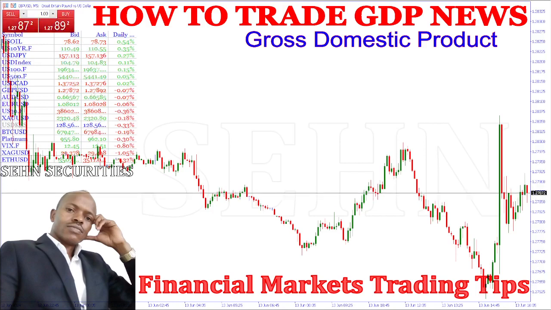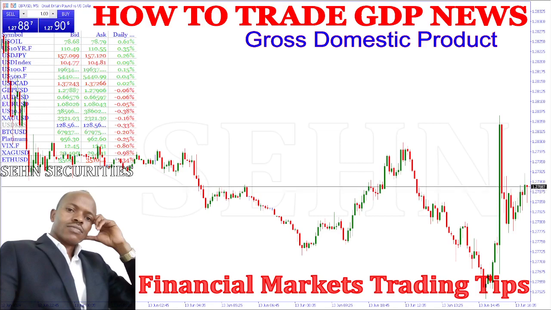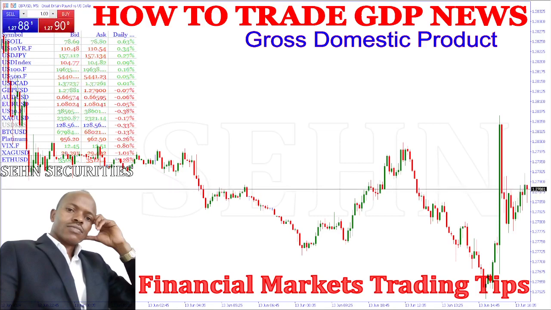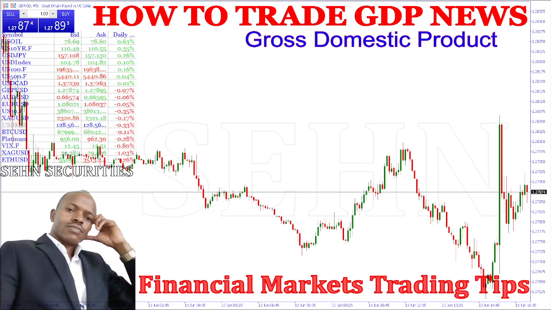GDP growth is crucial for forex traders and market participants as it directly impacts currency valuations. A growing GDP indicates economic expansion, which is fueled by factors like increased consumer spending, business investment, and exports, among others. This growth attracts foreign investments, boosts investor confidence, and leads to currency appreciation.